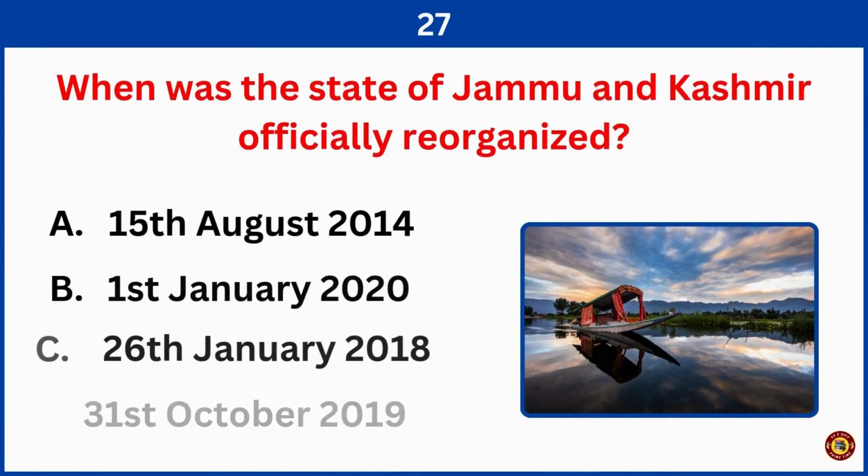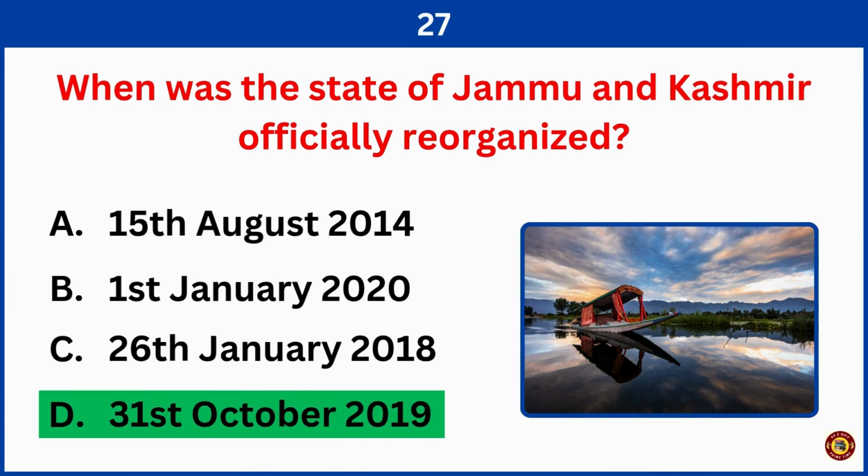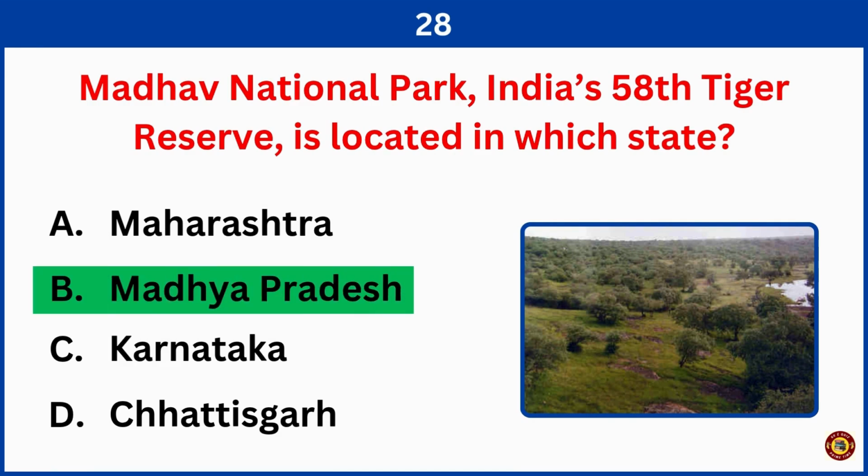When was the state of Jammu and Kashmir officially reorganized? Right answer is option D, 31st October 2019. Madhav National Park, India's 58th tiger reserve, is located in which state? Correct answer is option B, Madhya Pradesh.